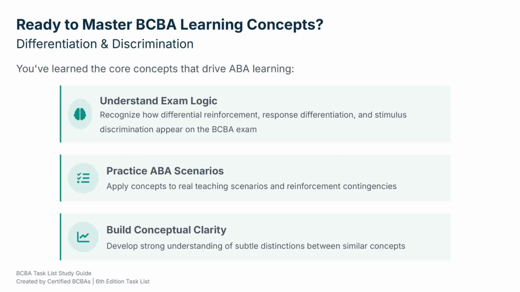In this lesson, we've explored the relationship between differential reinforcement, response differentiation, and stimulus discrimination. These concepts explain both how behaviors become more accurate and how they become controlled by specific stimuli. Mastering these ideas will not only help you succeed on the BCBA exam, but also strengthen your ability to design effective teaching procedures. If you'd like to continue practicing these concepts, try applying them to different teaching scenarios and reinforcement contingencies.